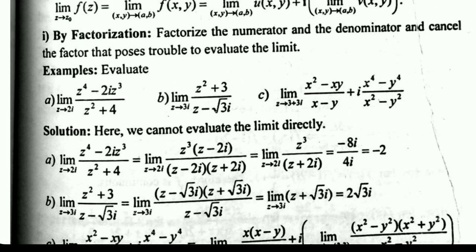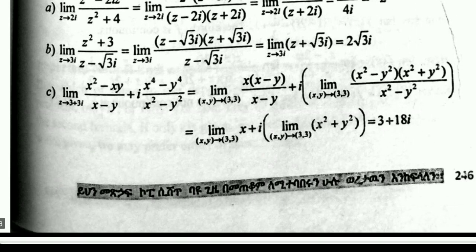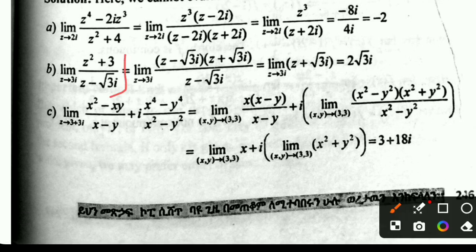Okay, let me see another example. So how do we do this one? The limit as z goes to the square root of 3 i of z square plus 3 over z minus square root of 3i. To find this limit you have to rationalize, that means multiply by its conjugate, z plus square root of 3i.